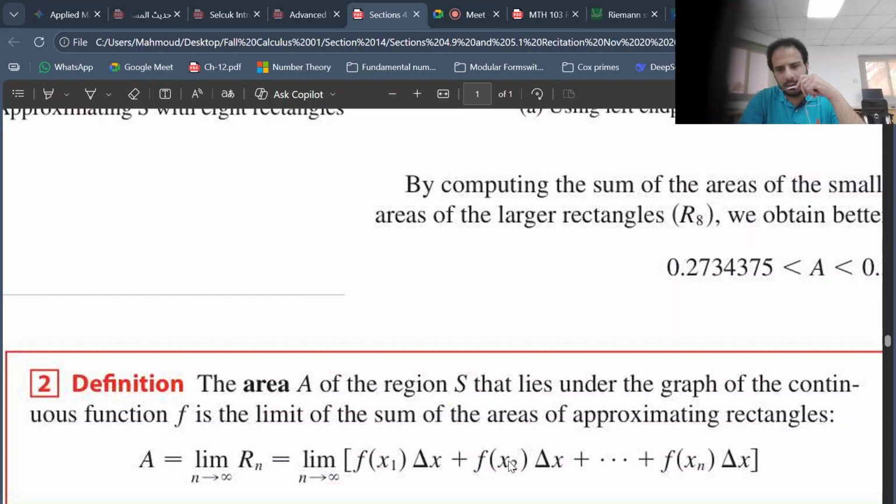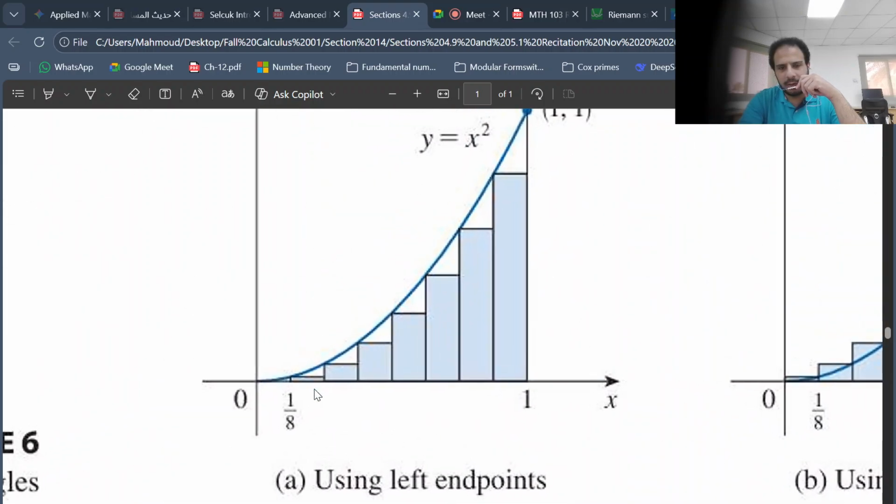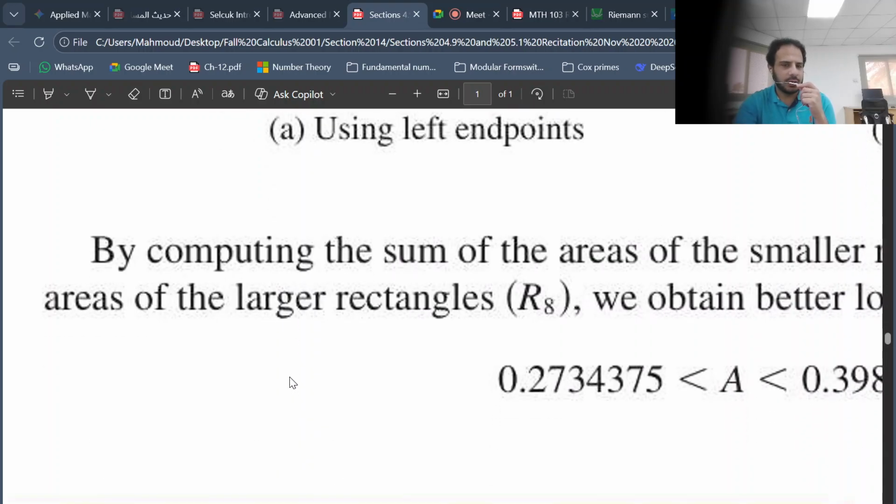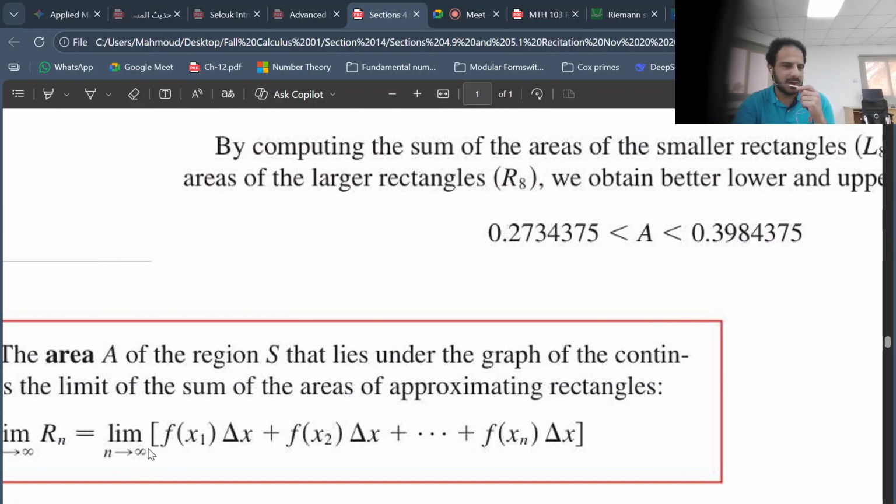See here, remember, what's the area of each rectangle? Since they are equal subdivisions, the width of each rectangle is delta x, right? What's the height? The height is the image of the x value, right? This is the height of the function. So how to get the area of each rectangle? You multiply delta x times the image of the function. So you get this formula: delta x times f(x1) plus delta x times f(x2). Good?